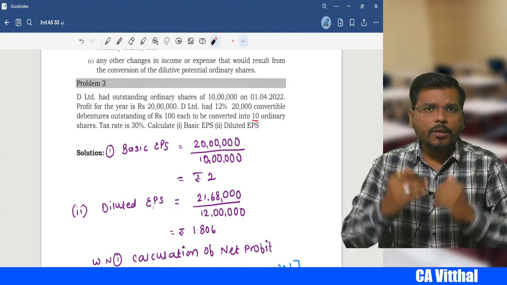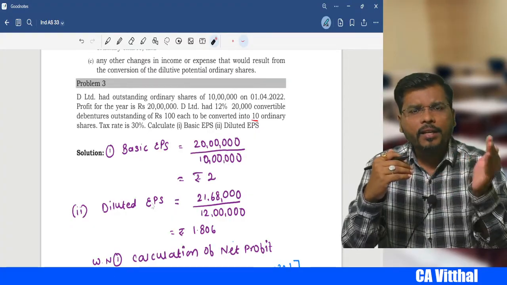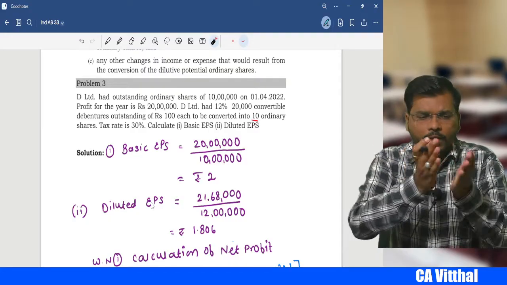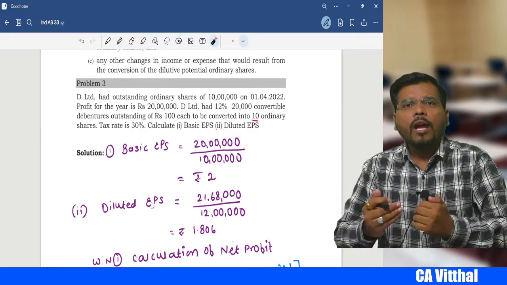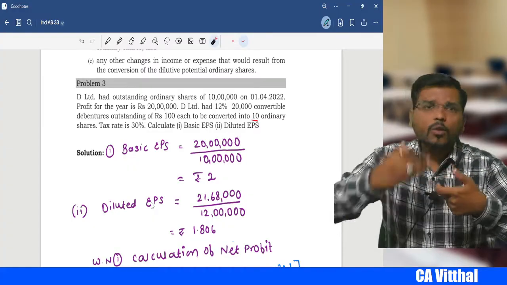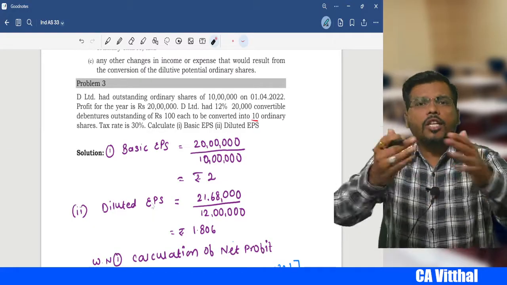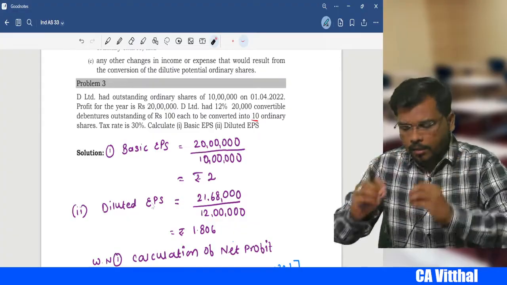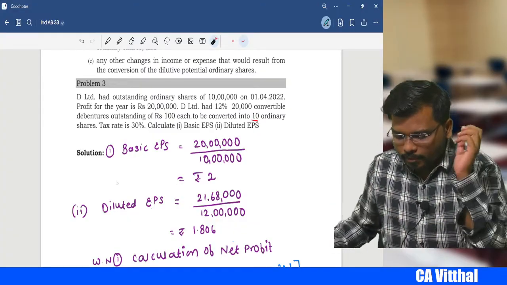Number two, whenever we calculate weighted average number of shares, when we convert debenture into shares, our number of shares also will increase. So we need to increase our denominator also. How to do that? We are going to discuss in problem number 3.